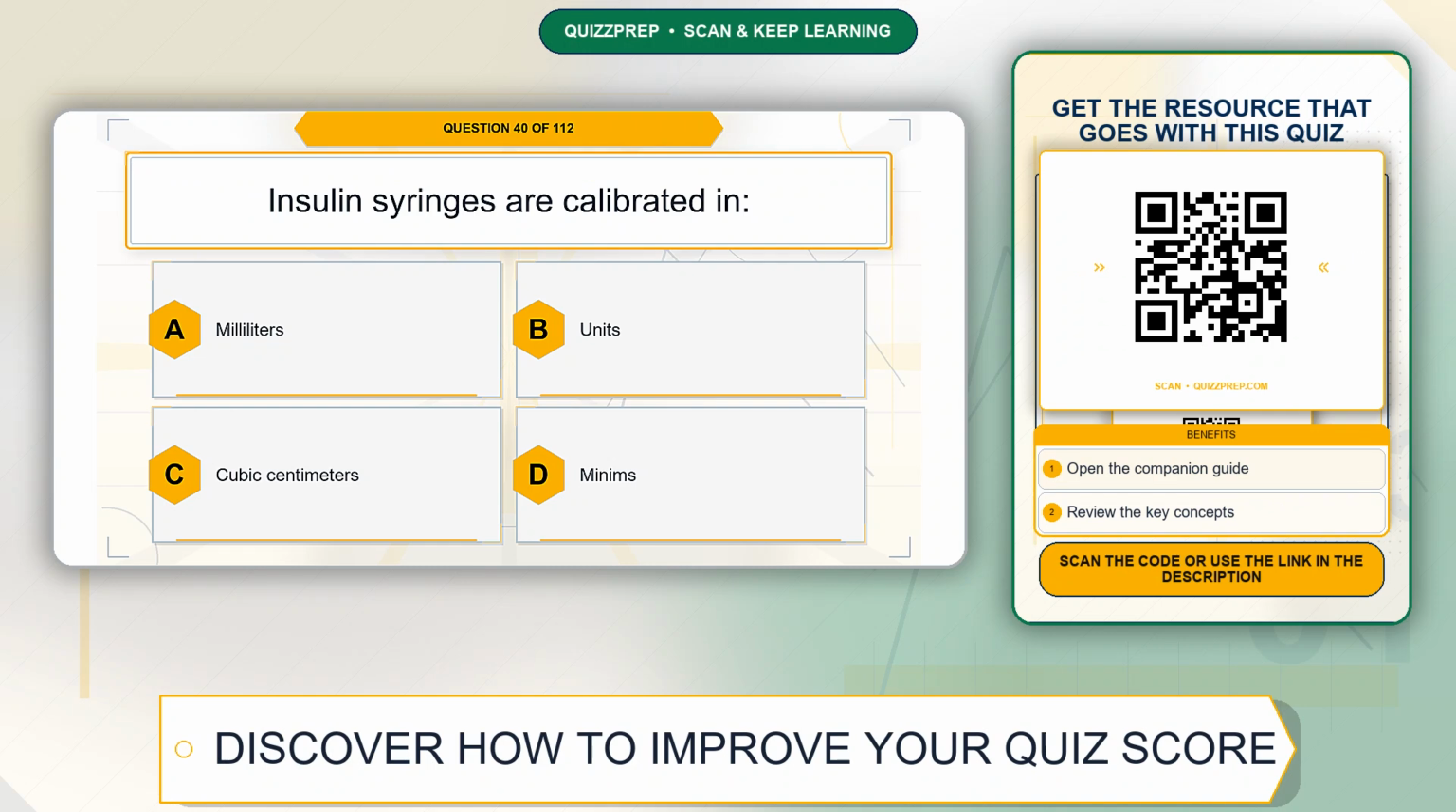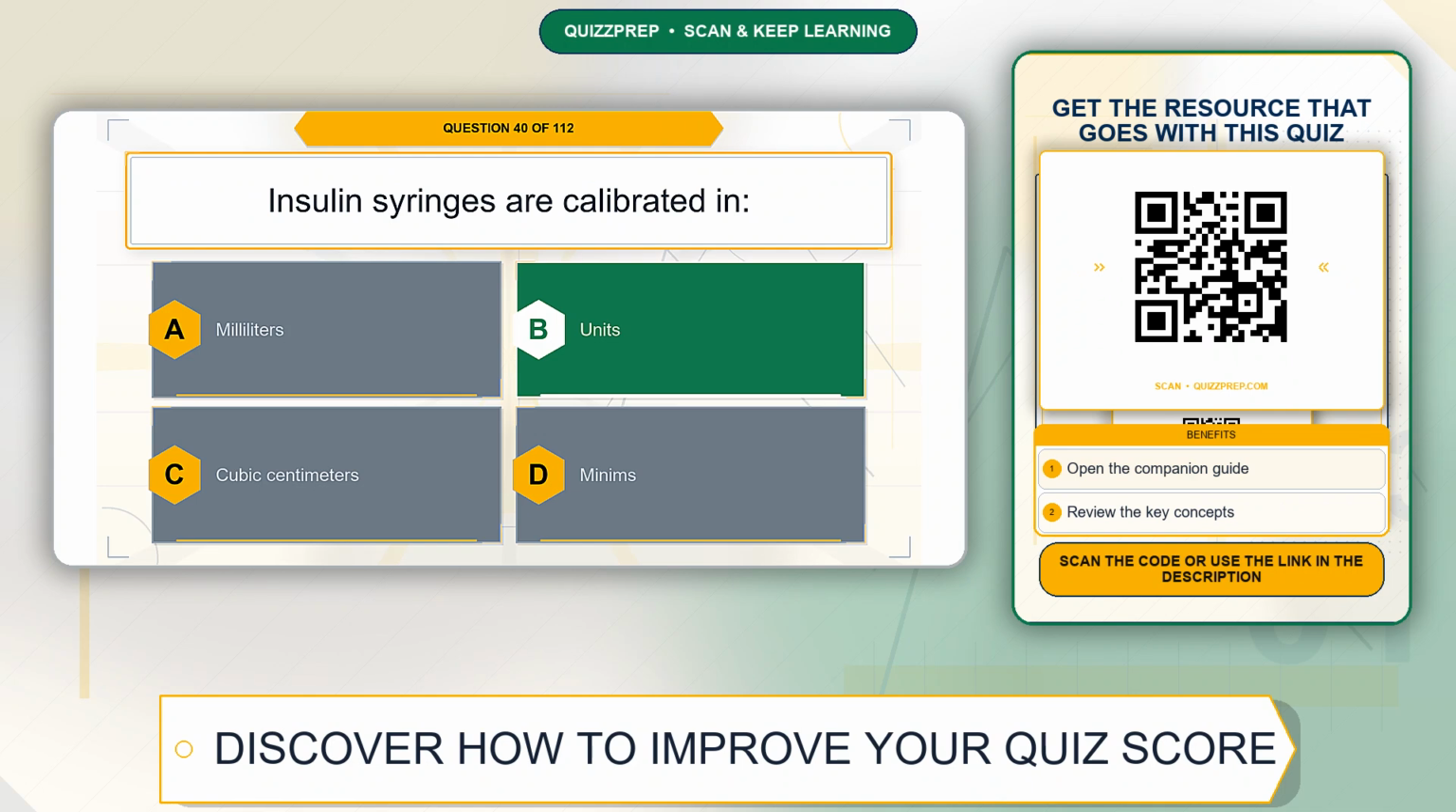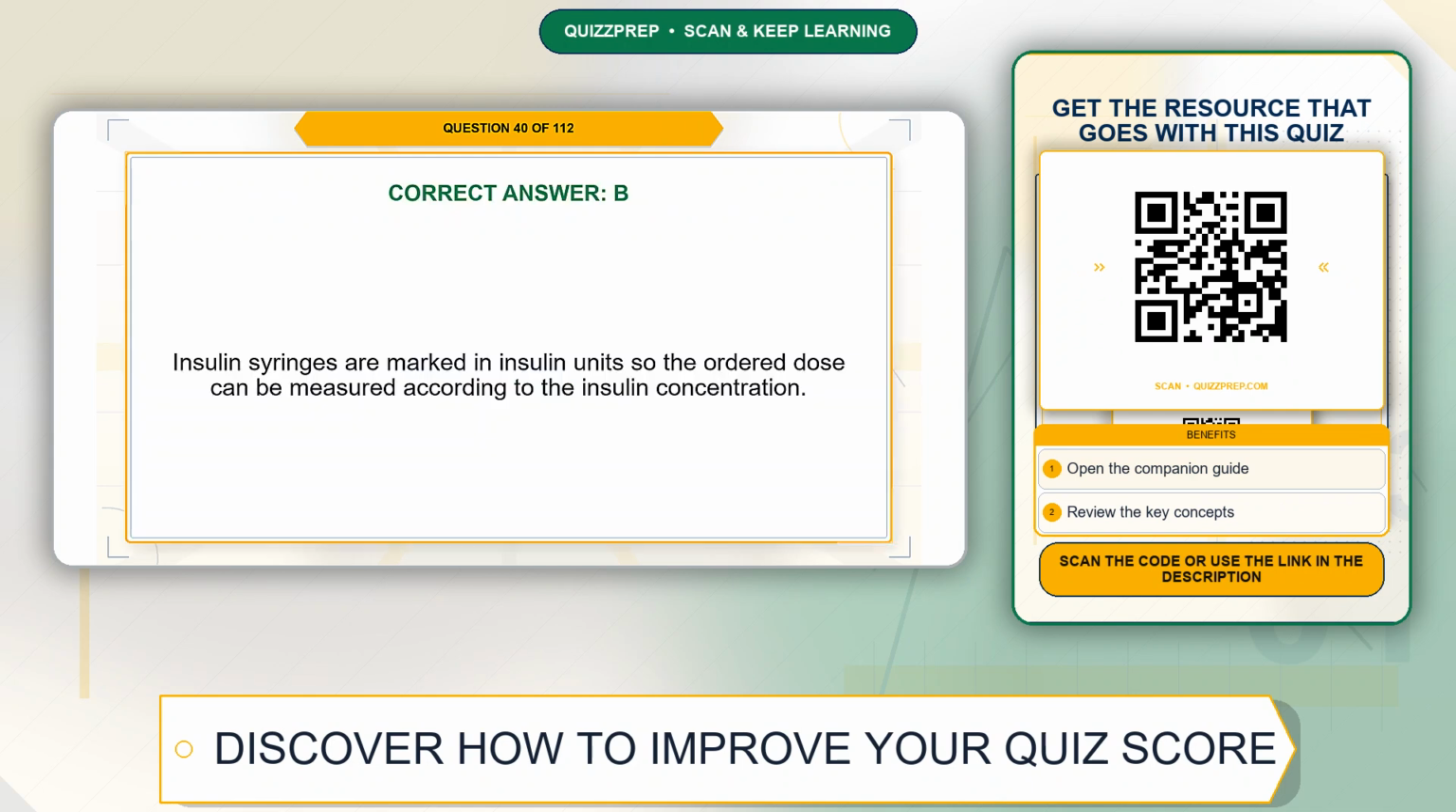Question 40. Insulin syringes are calibrated in Option A, milliliters. Option B, units. Option C, cubic centimeters. Option D, minims. The correct answer is option B, units. Explanation. Insulin syringes are marked in insulin units so the ordered dose can be measured according to the insulin concentration.